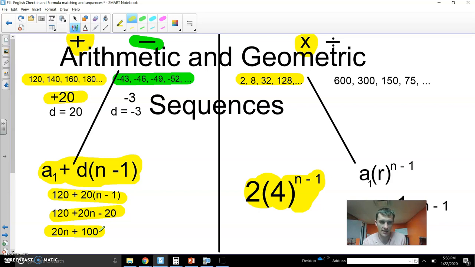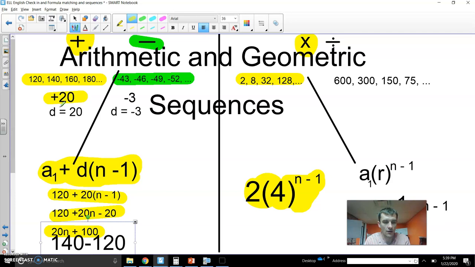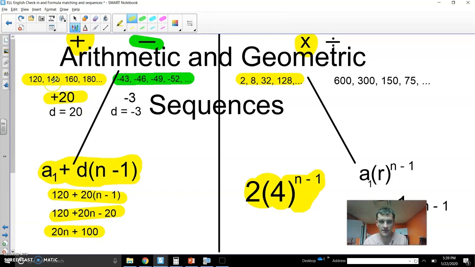Just wanted to highlight some things, kind of direct our attention to some different possible sequences that could be arithmetic or geometric. So let's talk about the ones on the left. 120, 140, 160, 180. If you were to subtract 140 minus 120, the second number minus the first number, you could calculate their distance or their common difference, and in this case it'd be 20. And so that value can be used in the formula, and so you can see that I have used 20 in the place of d, substituting the value of d for 20.